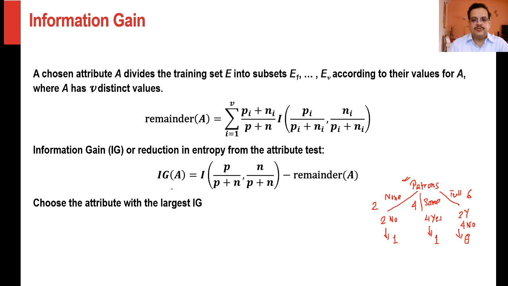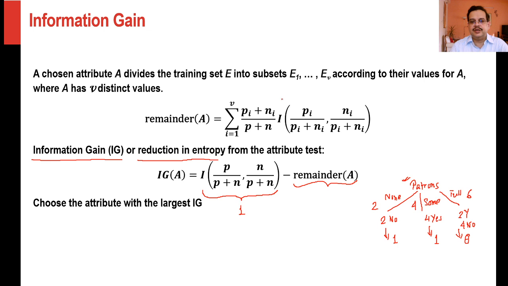So therefore we define something called an information gain. An information gain is the same as reduction in entropy. That is, how much is the entropy reducing by virtue of choosing that as an attribute. So this is my original entropy, the one that we had. In our case it was 1, and we find out the remainder. The remainder is what we get by adding up these things.